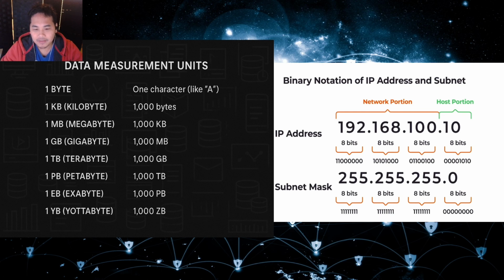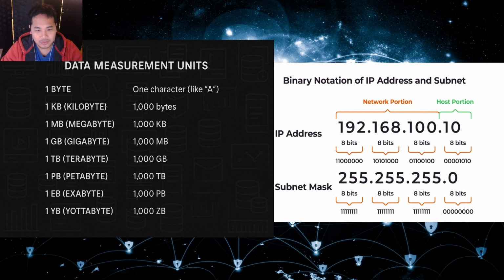The subnet mask, 255.255.255.0, separates the network portion from the host portion. 255 in binary is all ones, 11111111. Those ones mark the network part. The zeros mark the host part. So in 192.168.100.10 with a mask of 255.255.255.0, the first three octets identify the network, and the last octet identifies the specific device.